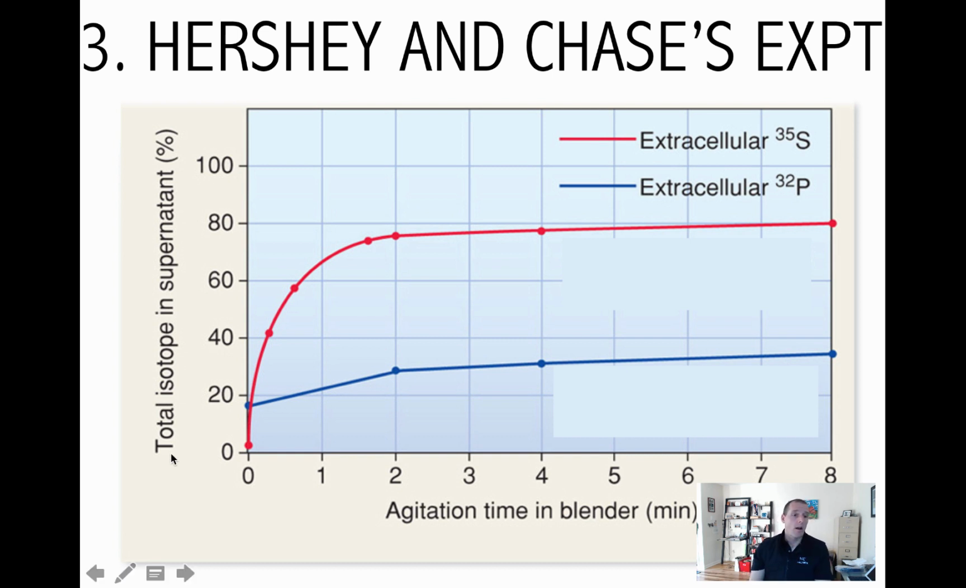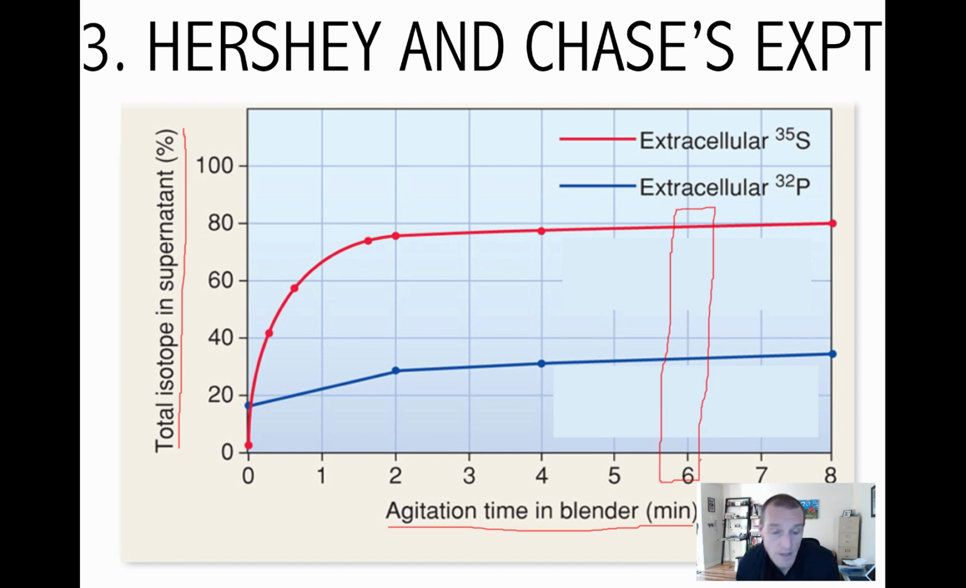Okay, so the y-axis here is the total isotope. Isotope is just the chemical word for radioactivity as far as we're concerned. So the total radioactivity in the supernatant, remember the supernatant is the fluid. It's not the bacteria at the bottom of the tube. And then we've got agitation time in blender. So I just want you to consider the 6-minute time point. We're not going to worry about the point of doing all these measurements every 1, 2, 3, 4, 5, 6 minutes. I just want you to look at that one time point there.